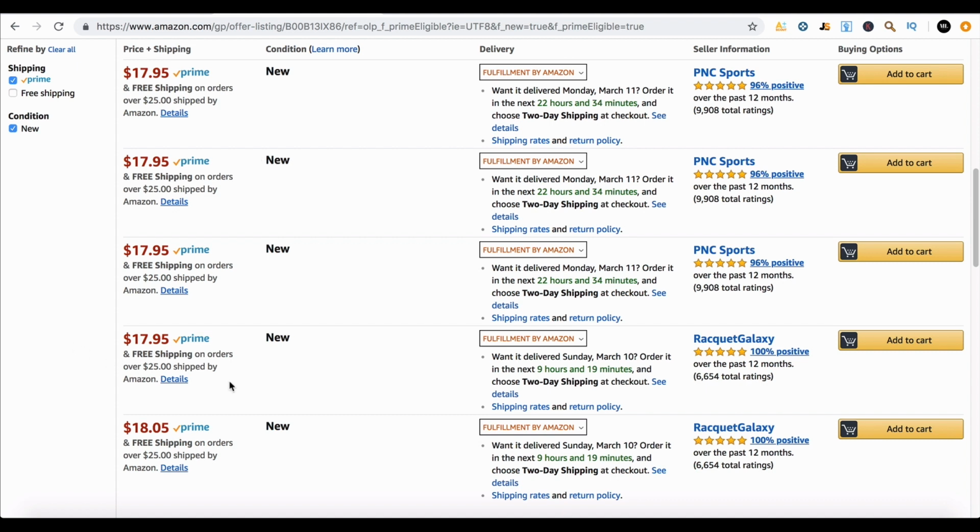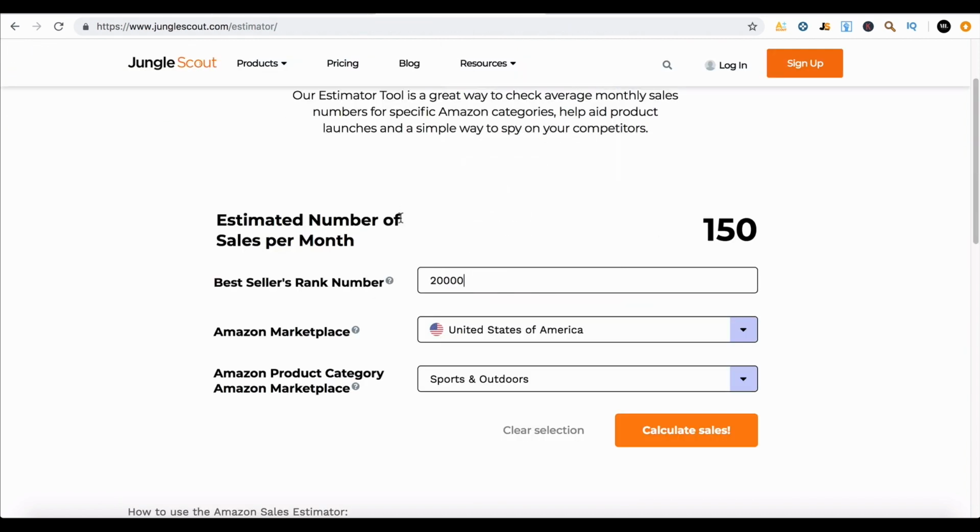So let's say we're going to jump in on this product and there are four competitors. So we go back to our estimator, and there are four competitors plus us, which would be an additional seller splitting the buy box because the buy box is going to be rotating. So there's five people going to be splitting the 150 in sales, which would add up to 30 sales a month, which is pretty low in my opinion.